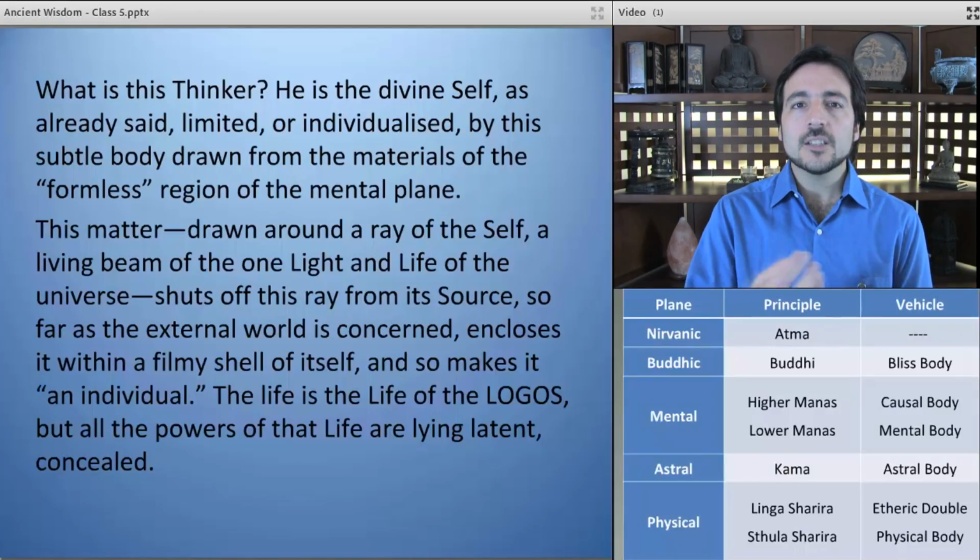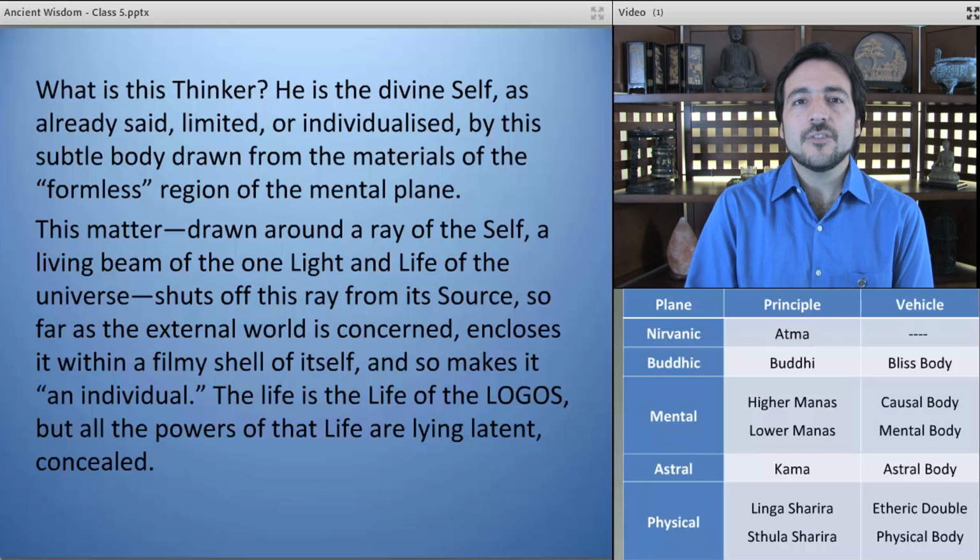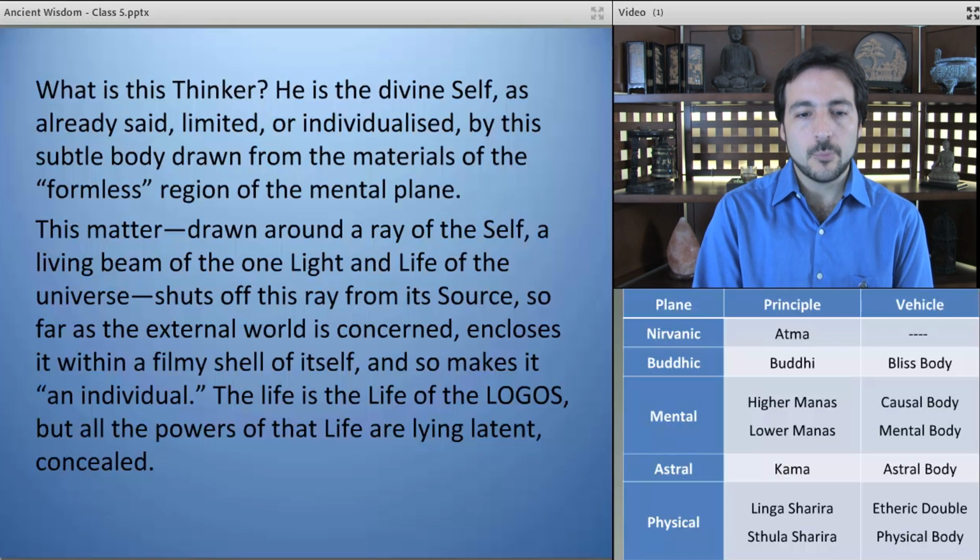But when expressing on the lower planes, that universal Atman expresses itself in a limited way as a particular person.